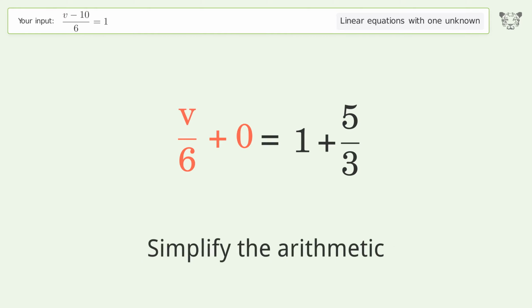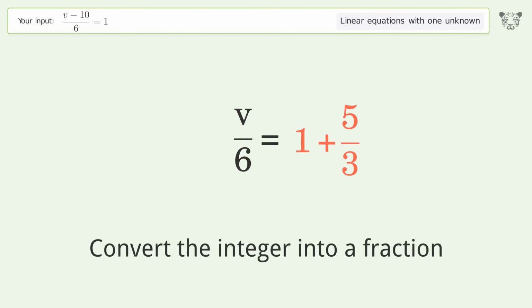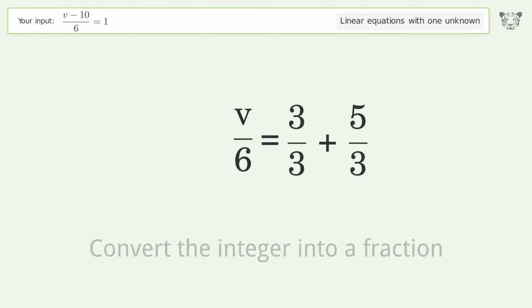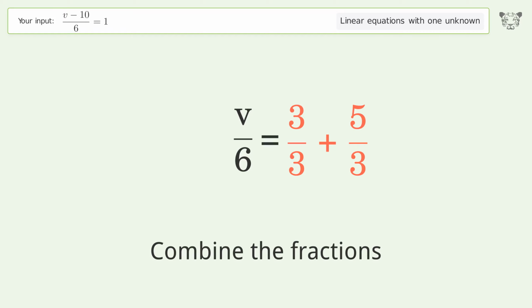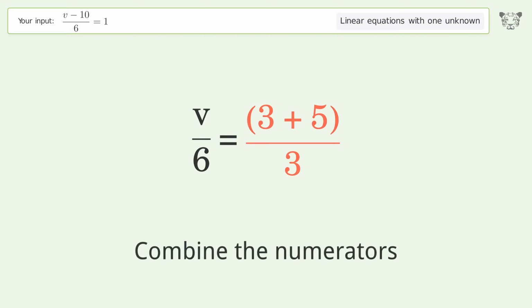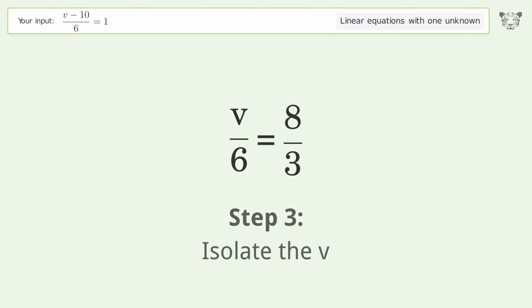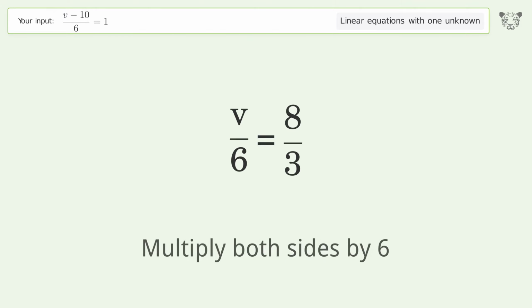Simplify the arithmetic. Convert the integer into a fraction. Combine the fractions. Combine the numerators. Isolate the v. Multiply both sides by 6.